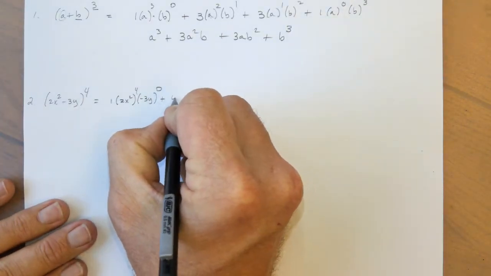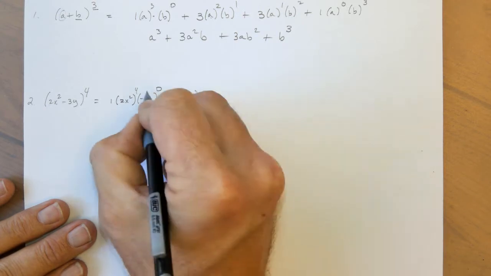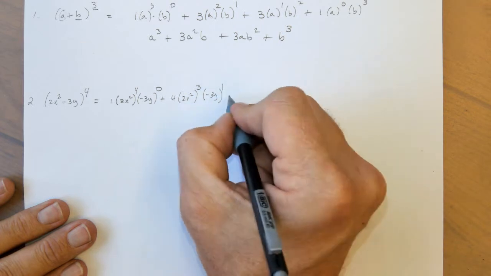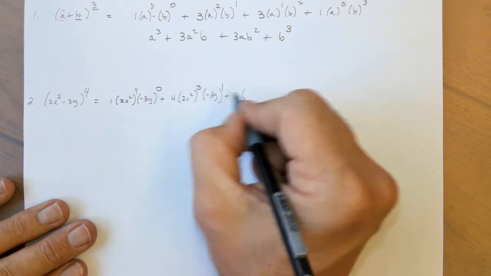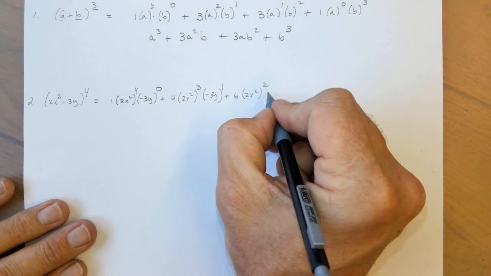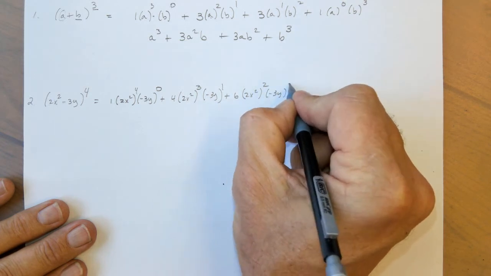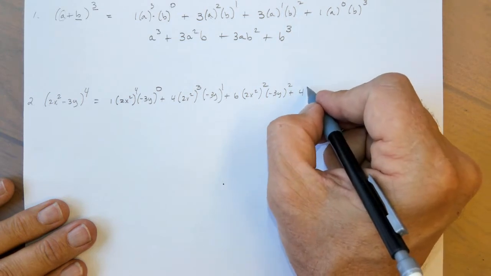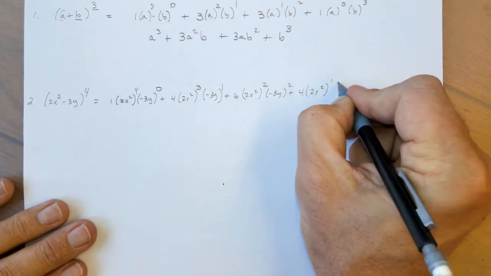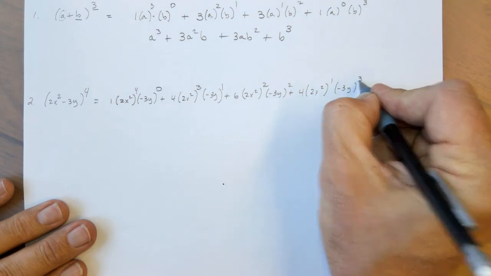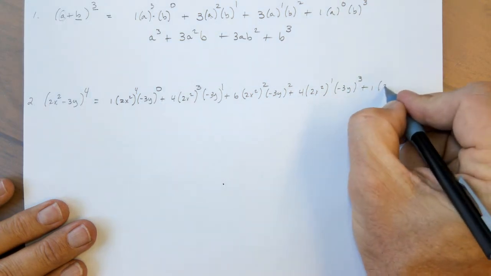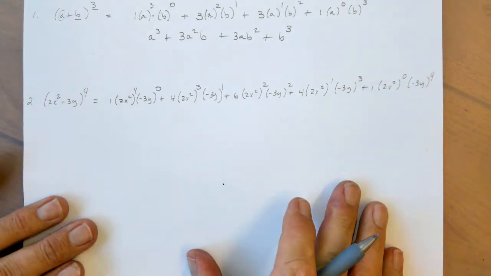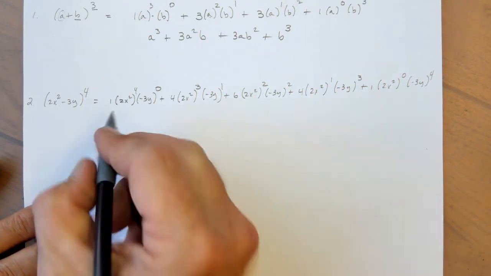Okay, plus, now the next one was 4, 2x squared, so the 4 goes down to 3, negative 3y, the 0 goes up to 1. Then we had a 6. So that 2x squared now is squared, and then negative 3y is also squared. Coming down the other side of the symmetry, we have 4, 2x squared to the first, negative 3y to the third, and then lastly, 2x squared to the 0, negative 3y to the fourth. So a lot going on there in our expansion.